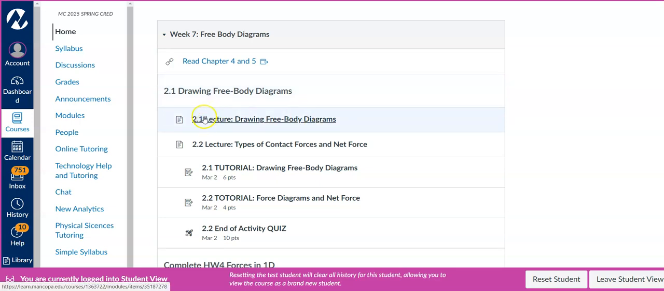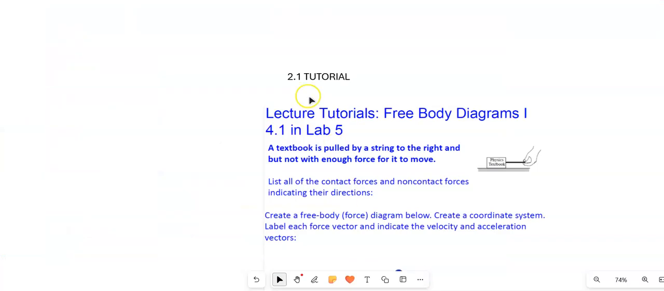So you should have watched lecture 2.1 and 2.2, and now you're here at the 2.1 tutorial. There are 6 pages to it, and it's about practicing those free body diagrams. This goes along with lecture 2.1, as well as some parts of 2.2. So click on it, download it, and now we get into it.